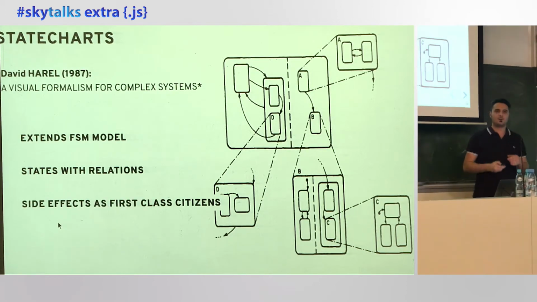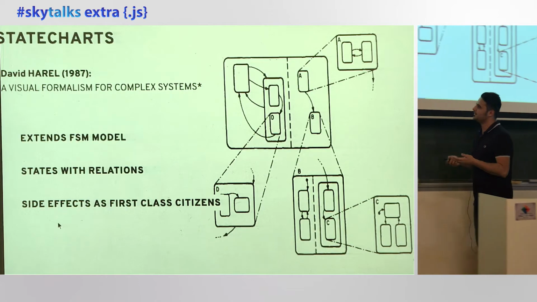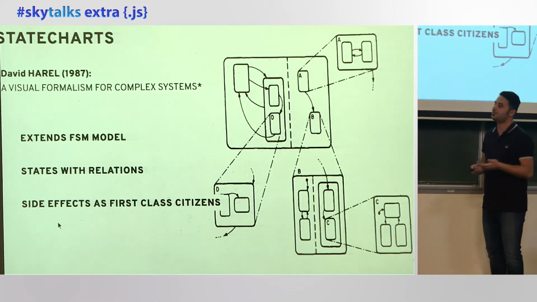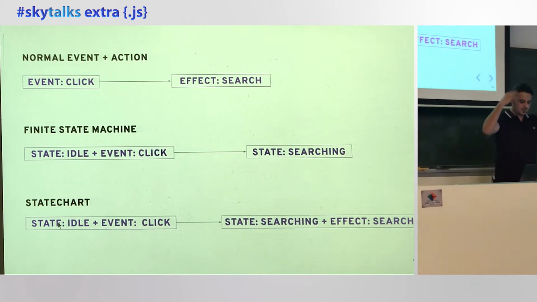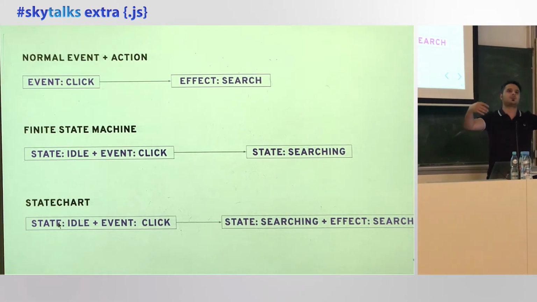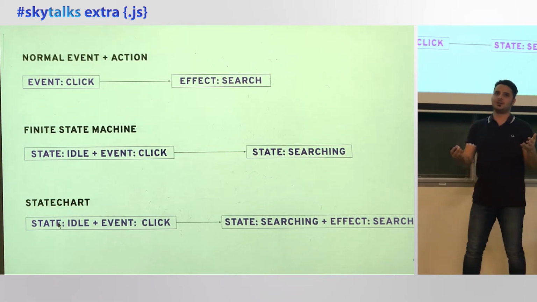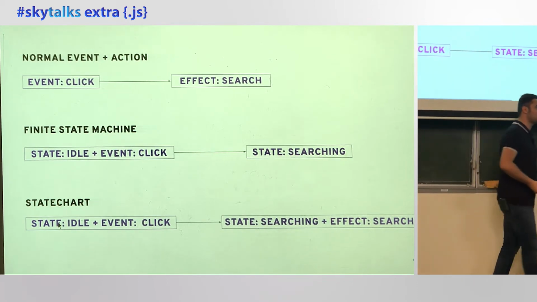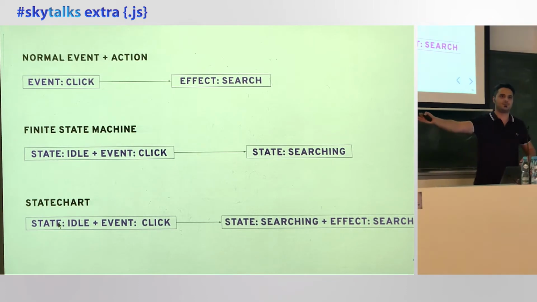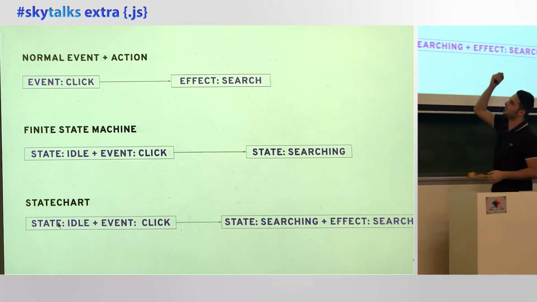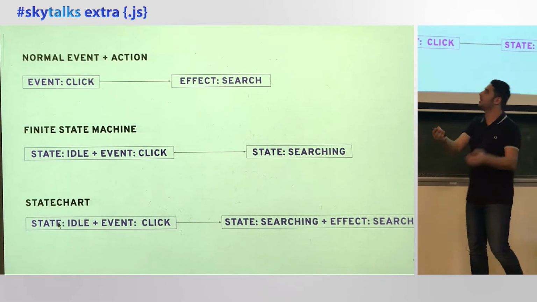They also give you different ways for executing side effects, and basically side effects in state charts and state machines are first-class citizens. So to be able to imagine these three, it's been a lot to take, I know. So imagine a button, you say button.addEventListener click, and then inside the callback that you pass, you say search. The search is a side effect, the click is the event. That's the normal event action that we do every day.